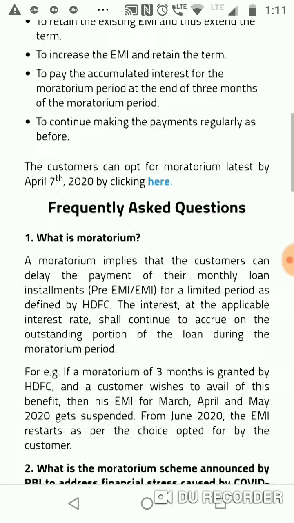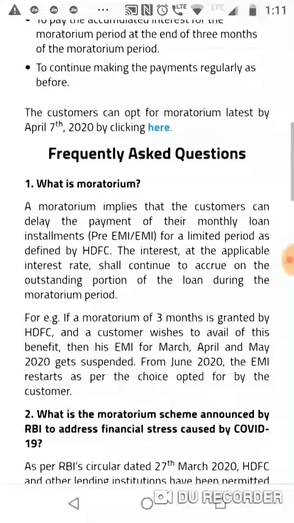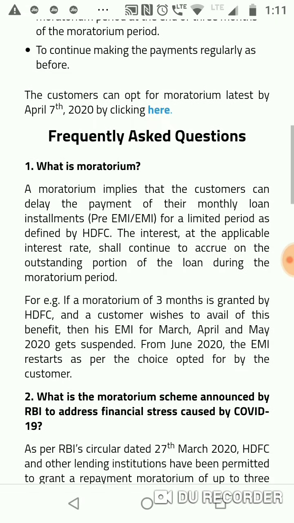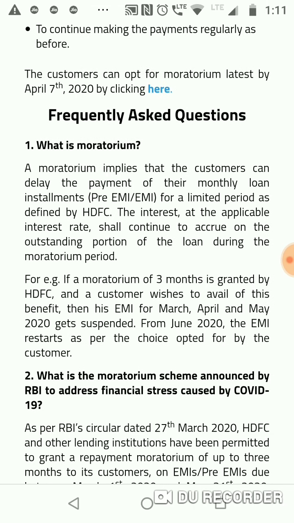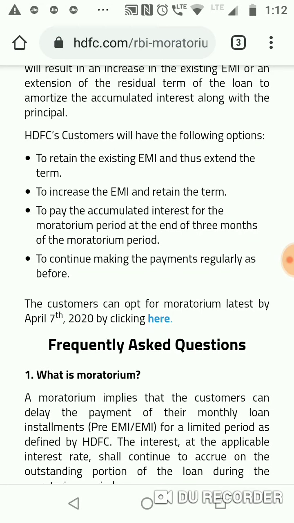And here they have given the option to choose by April 7th. So if you want to utilize this moratorium benefit, you have only 2 days, today and tomorrow, that is April 7th. So I hope this video helps in understanding the moratorium benefit for home loans. Based on your financial condition, you can choose.